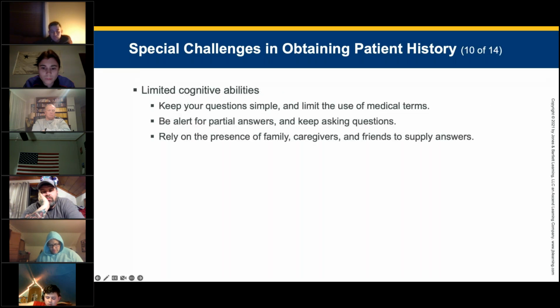Limited cognitive abilities. Keep your questions simple. Don't use medical terms. Don't try to confuse people. Be alert for partial answers and keep asking clarifying questions. Rely on the presence of family, caregivers, and friends to help with the answers.